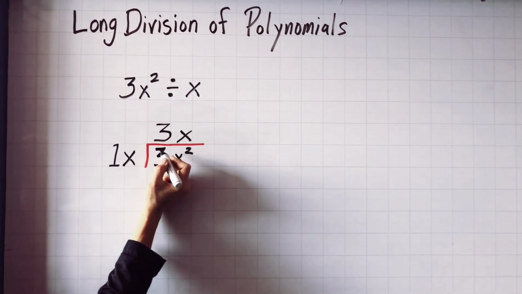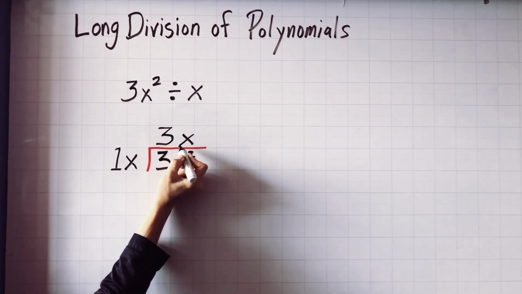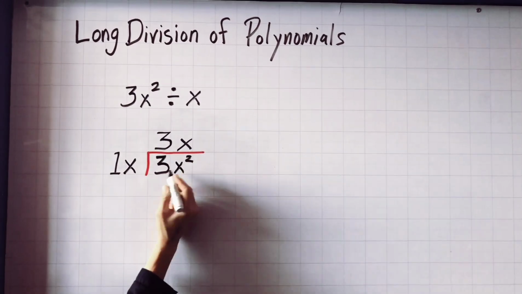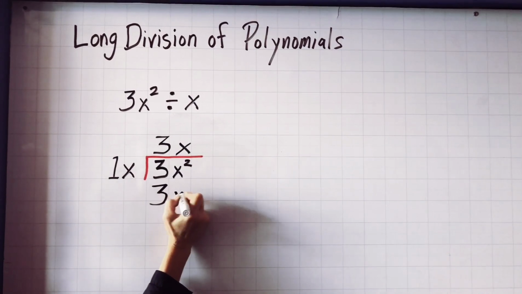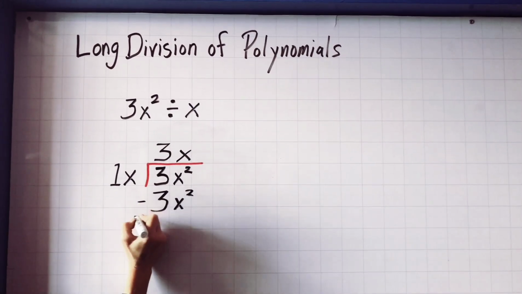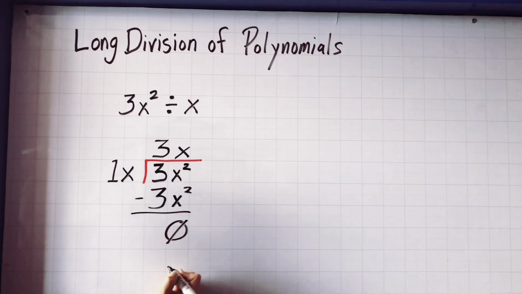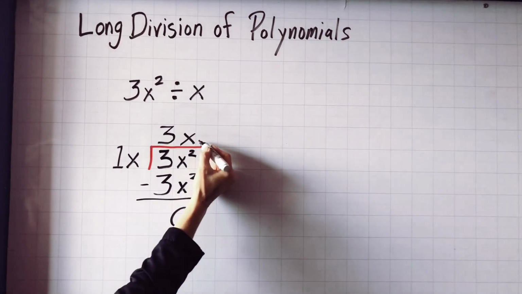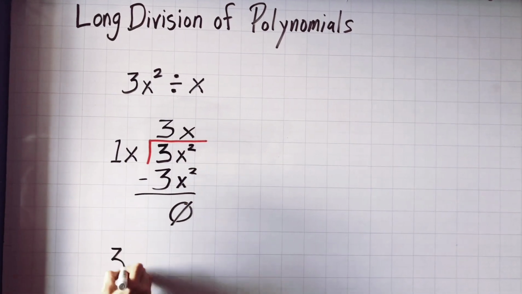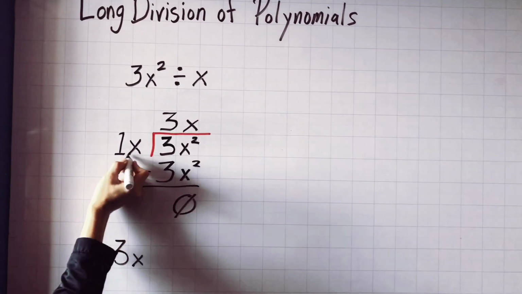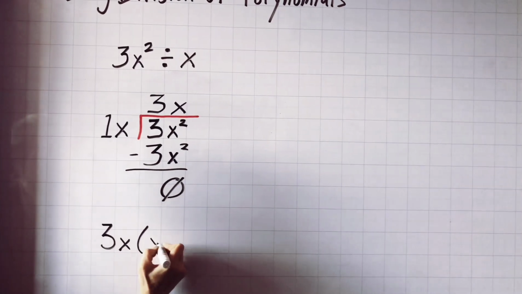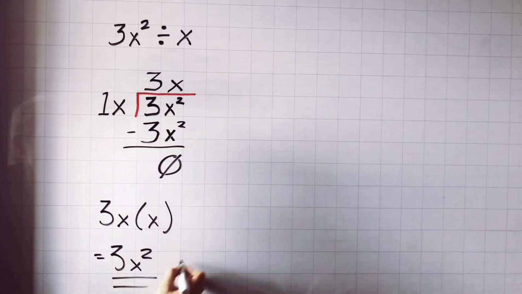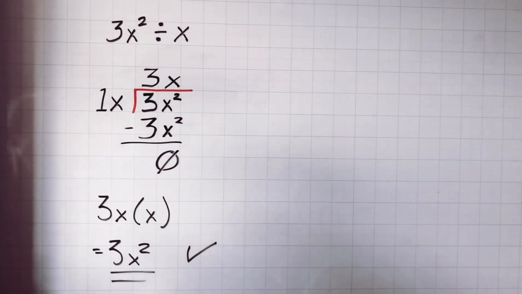Then you take the value that you have in the quotient and you multiply it times the divisor. So we take 3x times 1x, that gives us 3x squared, and then we subtract that quantity. So here we have a remainder of 0. If you want to check to see if the solution is correct, of course, you take your solution, the quotient, 3x, and then you multiply it times the divisor, x, and that would give us 3x squared. Checking it out to see that we have the correct solution.